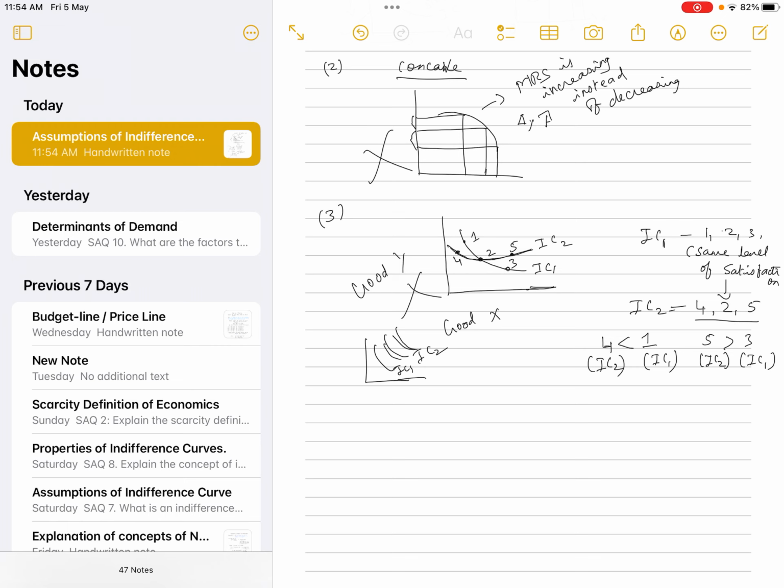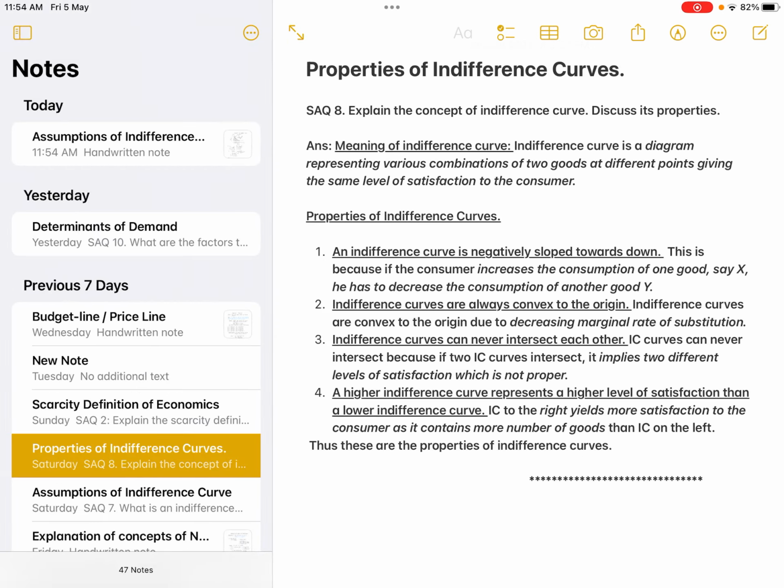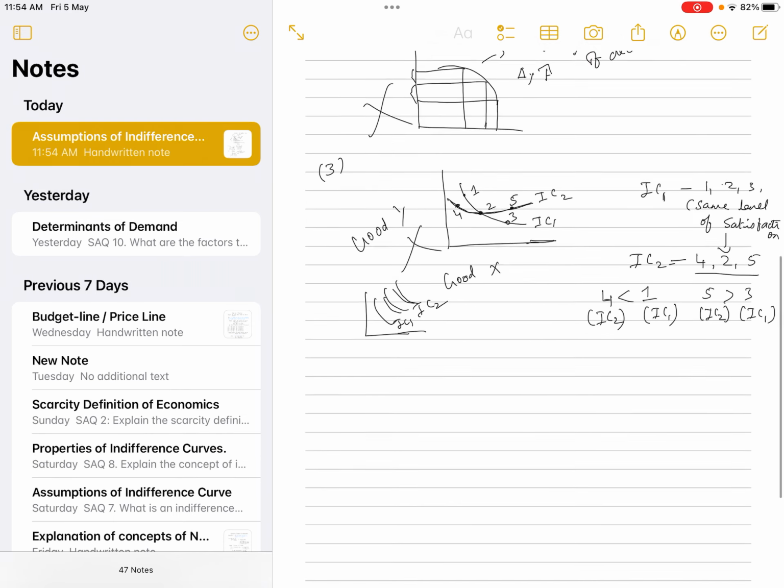Then the next property is a higher indifference curve represents a higher level of satisfaction than a lower indifference curve. So the IC to the right yields more satisfaction to the consumer as it contains more goods than the IC on the left. Okay, so again going back to the diagram.